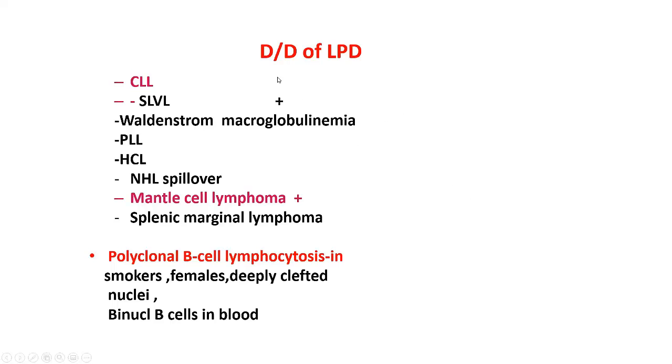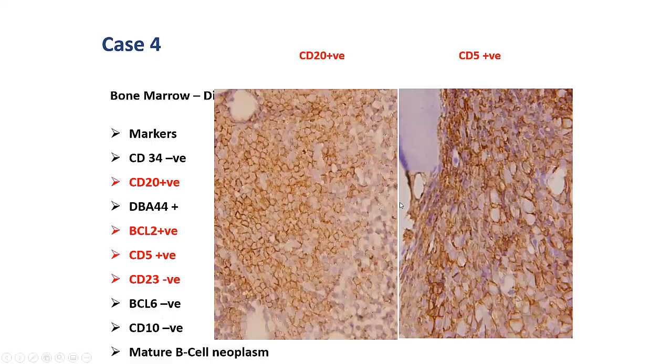So the differential diagnosis was, it could be SLVL, Waldenstrom macroglobulinemia, PLL, hairy cell leukemia, NHL spillover, mantle cell lymphoma, splenic marginal zone lymphoma, or even polyclonal B-cell lymphocytosis. If you have a look at the biopsy, this diagnosis is ruled out. We know it is one of the lymphoproliferative disorders. Now, how to confirm is that we must apply various markers on the bone marrow trephine biopsy. That is the advantage of a bone marrow trephine biopsy, that if you have done a biopsy, you can apply various markers. Now, this case turned out to be CD20 positive, so we know it is a B-cell lymphoma.